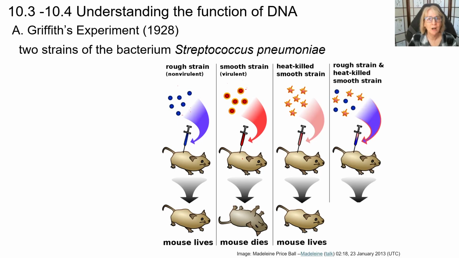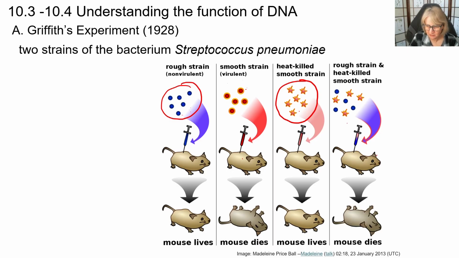The next bit was, when Griffith took the rough strain and mixed it with the dead strain and injected it into the mouse, so not mouse killer, put it in a mouse, what happened to the mouse? Yeah, he died. Oops, he died.